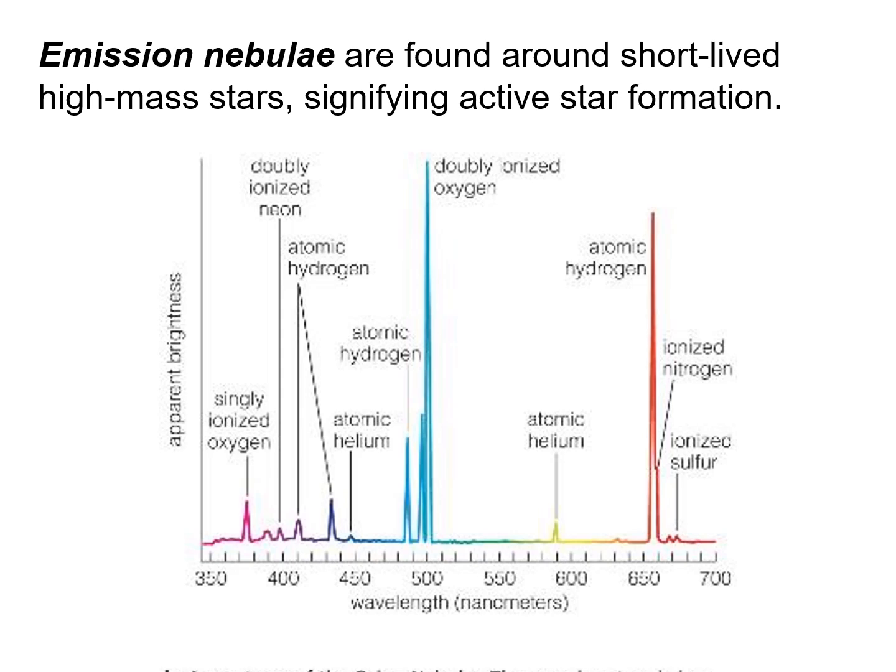This is a chart of various emission nebulae that we find particularly in that Orion Nebula. And you can see such things as atomic helium, ionized oxygen, doubly ionized oxygen, so the ionization shows that it's going to be higher energy, higher temperature.